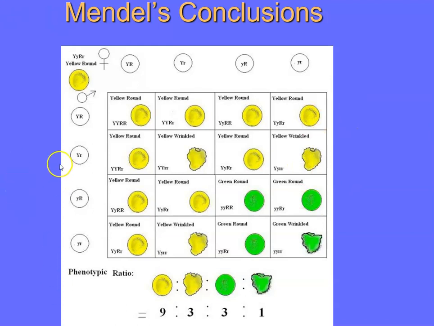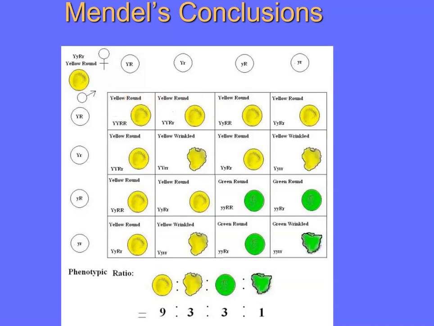Here's maybe a more easy on the eye version of that, with some colors and some visuals, showing that 9 to 3 to 3 to 1 ratio. This goes hand in hand with what we just did, even though there might be some slight differences in how they laid it out.